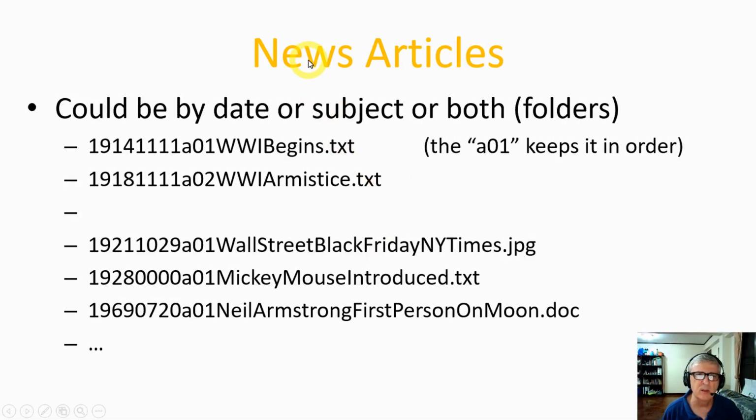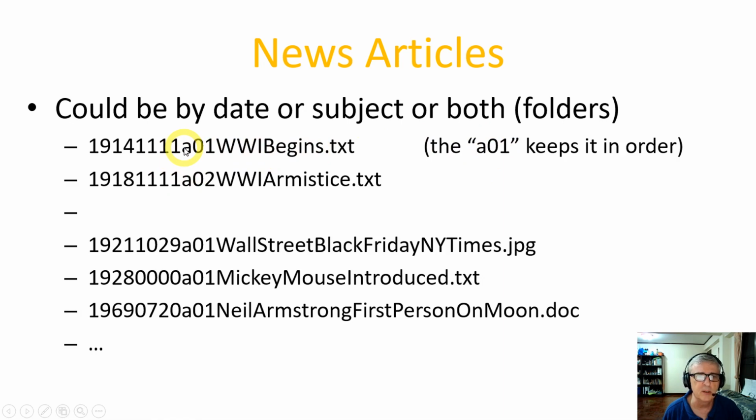Next are things like news articles. So if for fun or work you need to keep news articles or things that are by date, these can be by date or subject or both, again by using the folders like we did with the family pictures. So in this case, here we have 1914, 1111, A01. This is an article about World War I beginning. And again, the A01 will keep it in order.